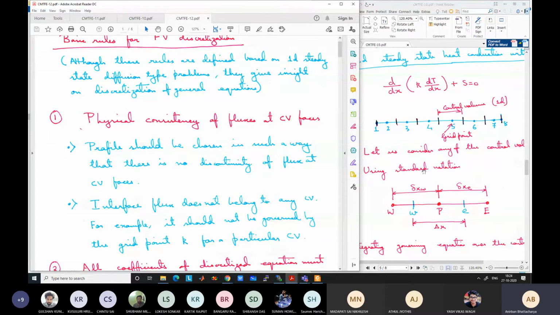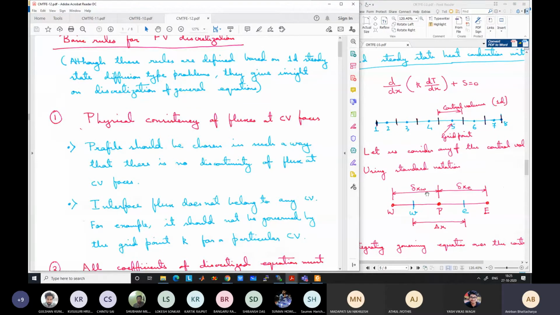And we have seen one way to ensure that the flux is continuous. We can interpolate the temperature linearly between two adjacent control volumes, so that the slope of the line is the same for both control volumes.